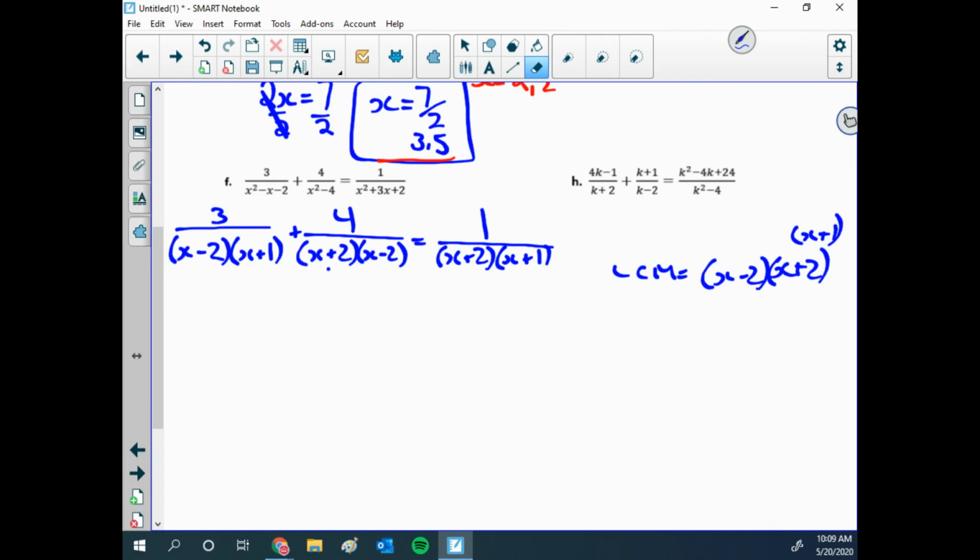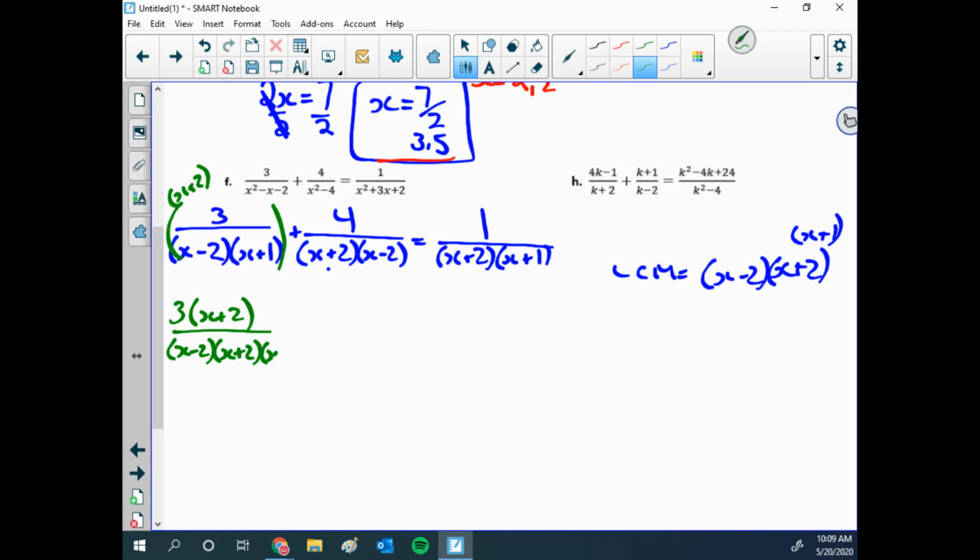So the first fraction, I'm going to have to take this and multiply it. I'm missing x plus 2. So on the numerator, it would be 3 times x plus 2 over x minus 2, x plus 2, x plus 1, plus 4 over. Now this one, to get to this lowest common multiple, is missing the x plus 1. So I've got to multiply this entire fraction by x plus 1. And the denominator should all be the same.